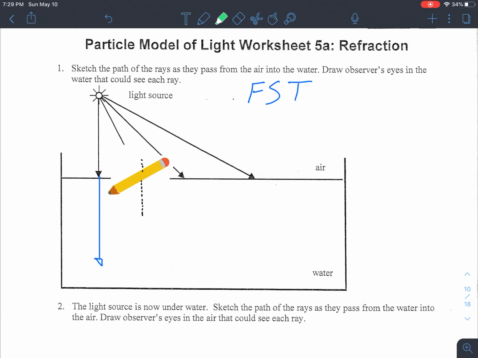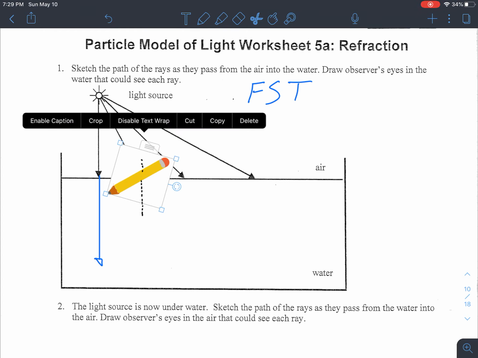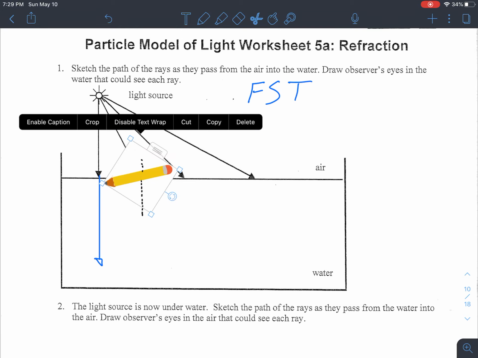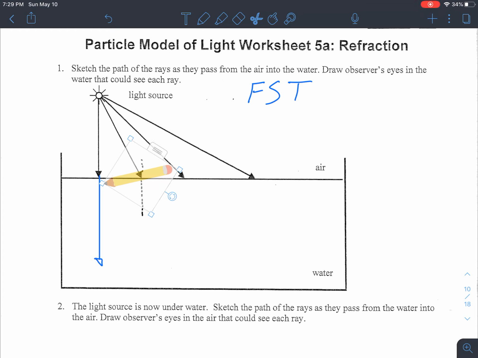So what's going to happen to our pencil is it's going to start to bend this way, right? Because of those relative speeds of the top and bottom of the pencil. So that we turn towards our normal line. So that follows this rule, FST, fast to slow. This would be straight through. So it's going to bend towards our normal line. Now, right now, we don't really know exactly how much it's going to bend. So we're just going to show that it does bend towards it a little bit.